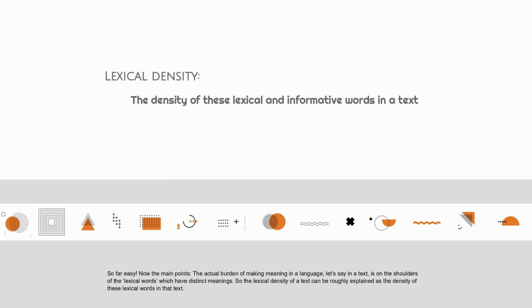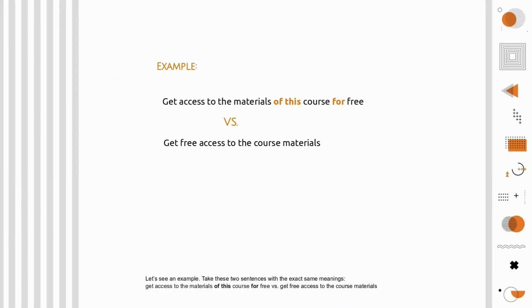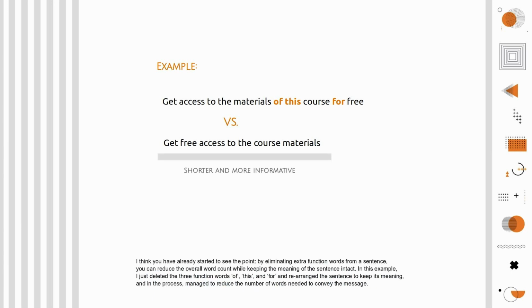The actual burden of making meaning in a language, let's say in a text, is on the shoulders of the lexical words, which have distinct meanings. So the lexical density of a text can be roughly explained as the density of these lexical words in that text. Let's see an example. Take these two sentences with the exact same meanings. Get access to the materials of this course for free versus get free access to the course materials. I think you have already started to see the point.